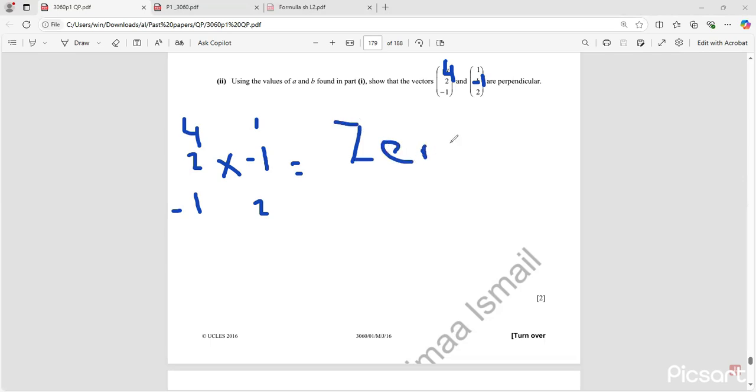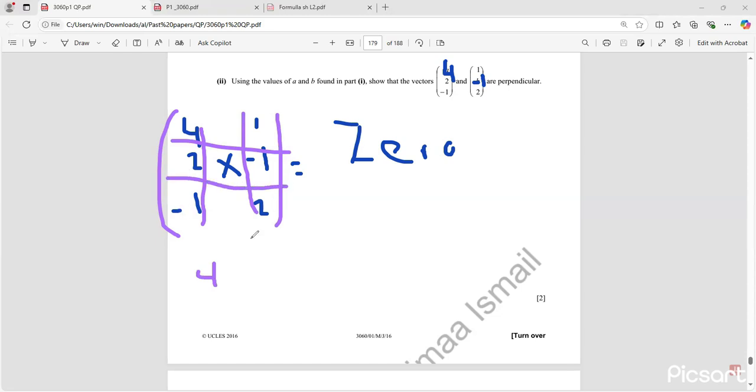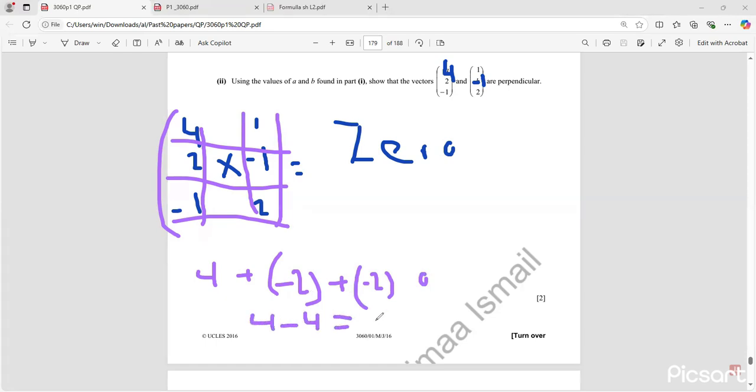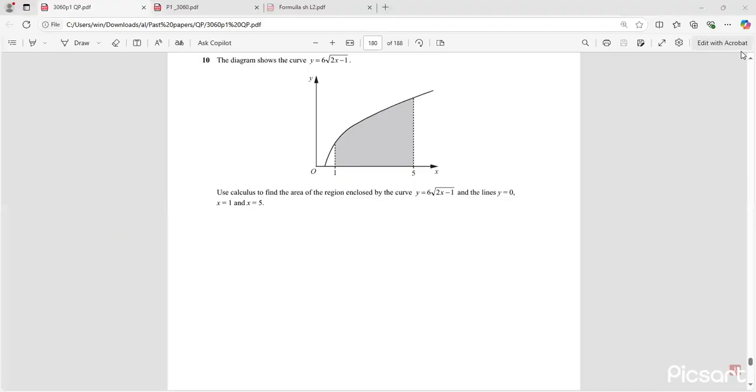So here we're going to say, let's make it 4 multiplied by 1, which is 4, plus 2 multiplied by negative 1, which is negative 2, plus negative 1 multiplied by 2, which is negative 2. So negative 2 plus negative 2 equals negative 4. So 4 minus 4 equals 0. And we did it. Let's see the next question.